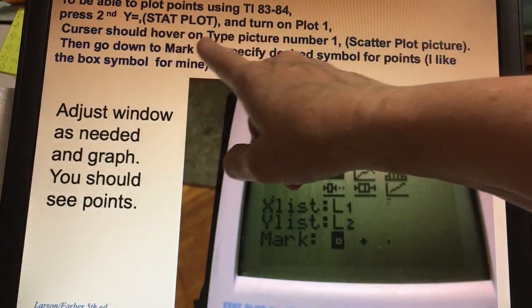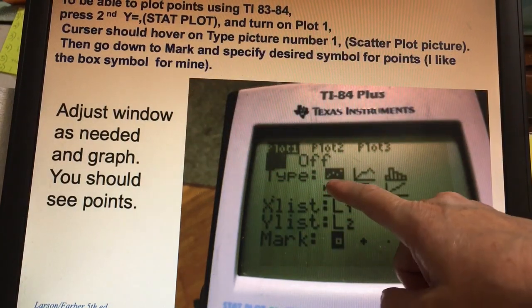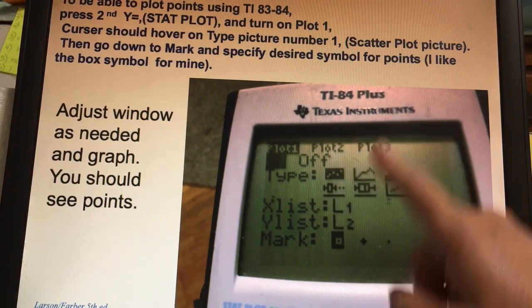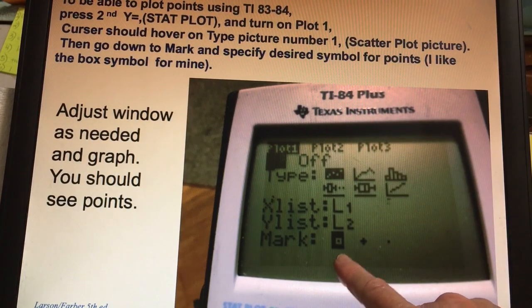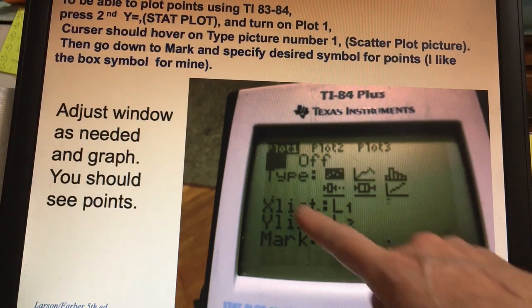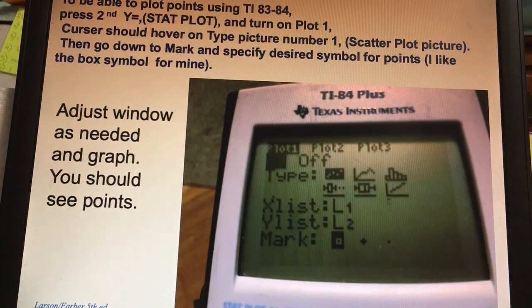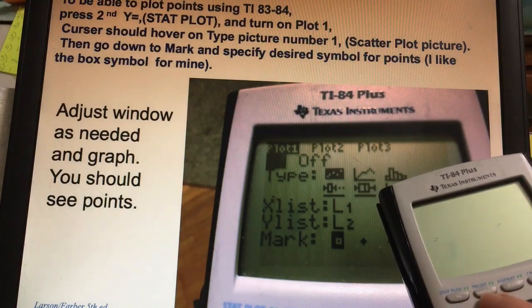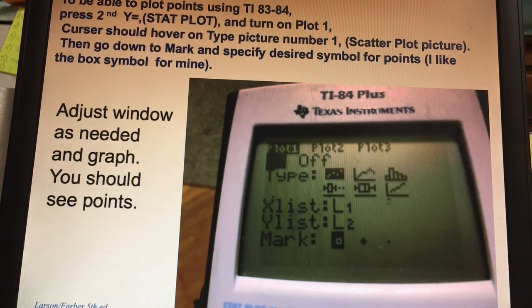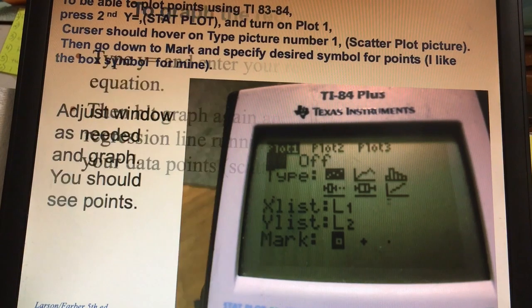The cursor should hover on type picture number 1, so that's where your picture should be, which is your scatter plot picture. Then go down to your mark and specify the desired symbol. I like to use the box symbol for mine. Adjust the window as needed. In other words, your window, that key right there is your window key, and you may need to adjust. If you don't see your points, it may be because your scale on your window needs adjusting.